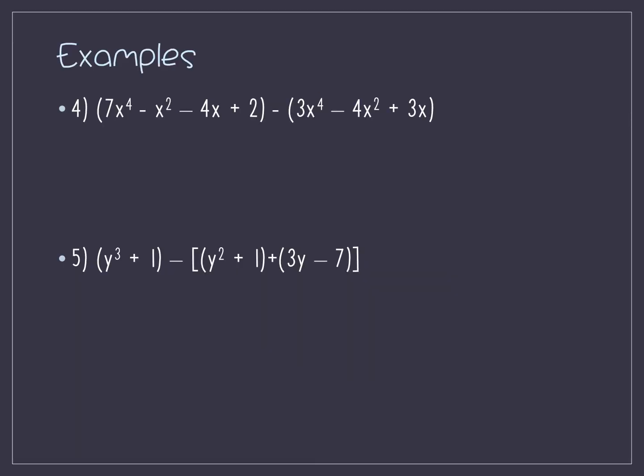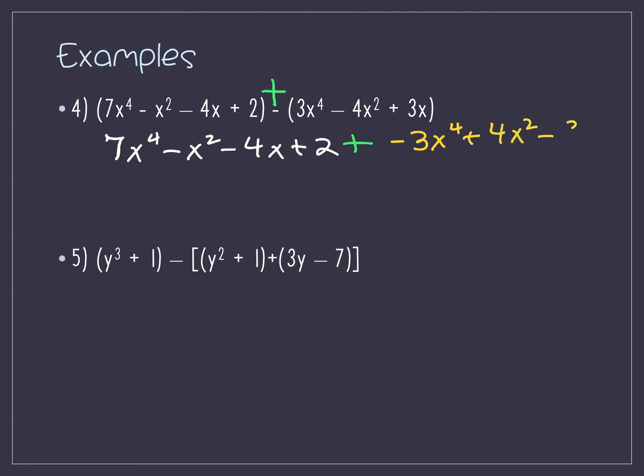All right, next one, same thing. I'm going to do keep flip change. So I'm going to keep my first polynomial, the first parenthesis, the same. So 7x to the 4th minus x squared minus 4x plus 2. I'm now changing this subtraction sign to a plus sign. And now all of the terms in the next parenthesis go to opposite. So it becomes a negative 3x to the 4th, a positive 4x squared, and a negative 3x. So all of these go to opposite signs.